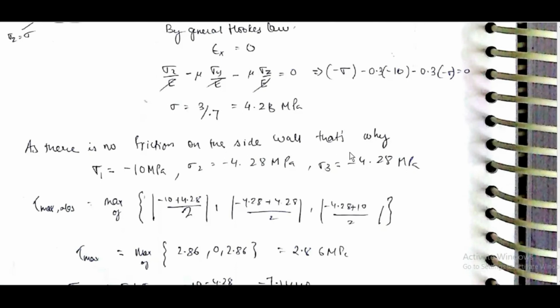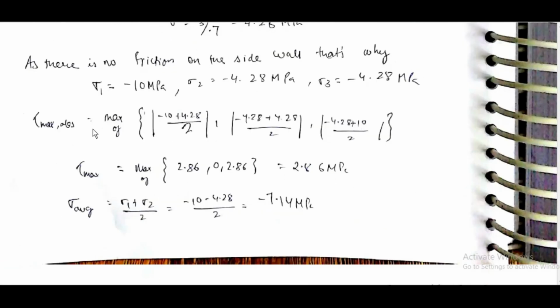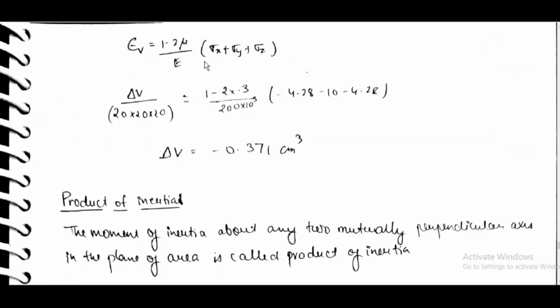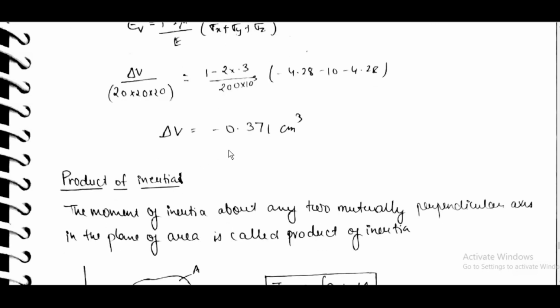As there is no friction on side walls, sigma 1 is equal to minus 10 MPa, sigma 2 is equal to minus 4, sigma 3. Tau max is equal to the maximum of mod of (sigma 1 minus sigma 2) by 2, mod of (sigma 3 minus sigma 2) by 2. From that we can get tau max. Sigma average is equal to mod of (sigma 1 plus sigma 2) by 2. Epsilon v is equal to (1 minus 2 mu) by E into (sigma x plus sigma y plus sigma z), which is nothing but delta V by V. Delta V is equal to minus 0.371 centimeter cube.